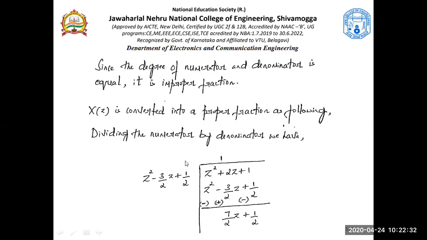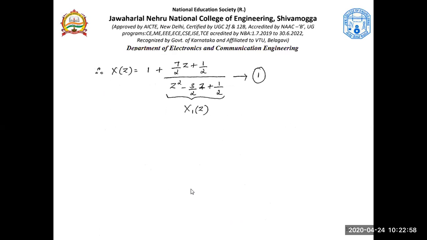So we can express this as a proper fraction. How to write that now? X of z, now we need to write. X of z would be 1 plus this term divided by this term. This is the numerator term, this is the denominator term. So 1 plus the numerator divided by this. So x of z would look like this, 1 plus x1 of z.